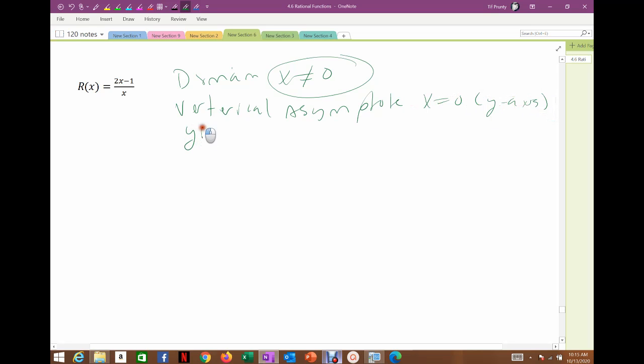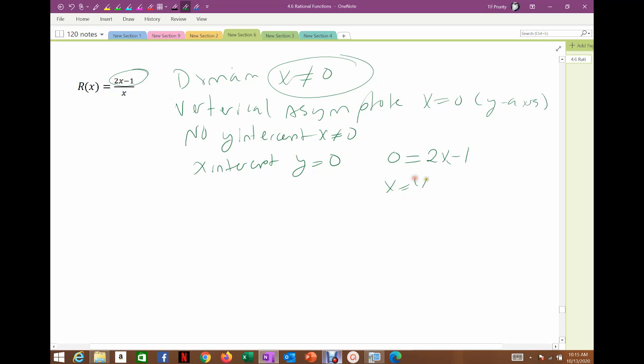Alright, my y-intercept, well, there isn't one, right? There is no y-intercept because x cannot be 0. I do have an x-intercept. When I plug in 0 for the function, right, 0 for y, I set the function equal to 0. Remember, the only 0 I can have is in the numerator. So 2x minus 1 will give me out a 0, so x equals 1/2. So my x-intercept is at 1/2, 0.